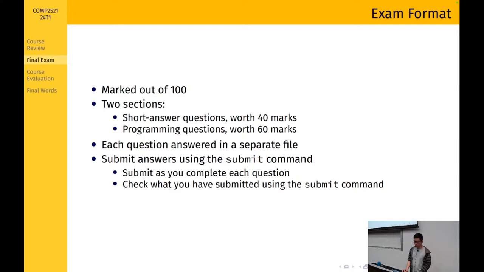To submit your answers, you use the submit command. For example, submit Q1 will submit question 1, and so on. This is really important: make sure you submit as you complete each question. Don't wait until the end to submit your answers, because you won't get extra time at the end to submit. After the time is up, they'll tell you to stop and log out right away, and if you haven't submitted, that would be pretty sad. So make sure you submit early.